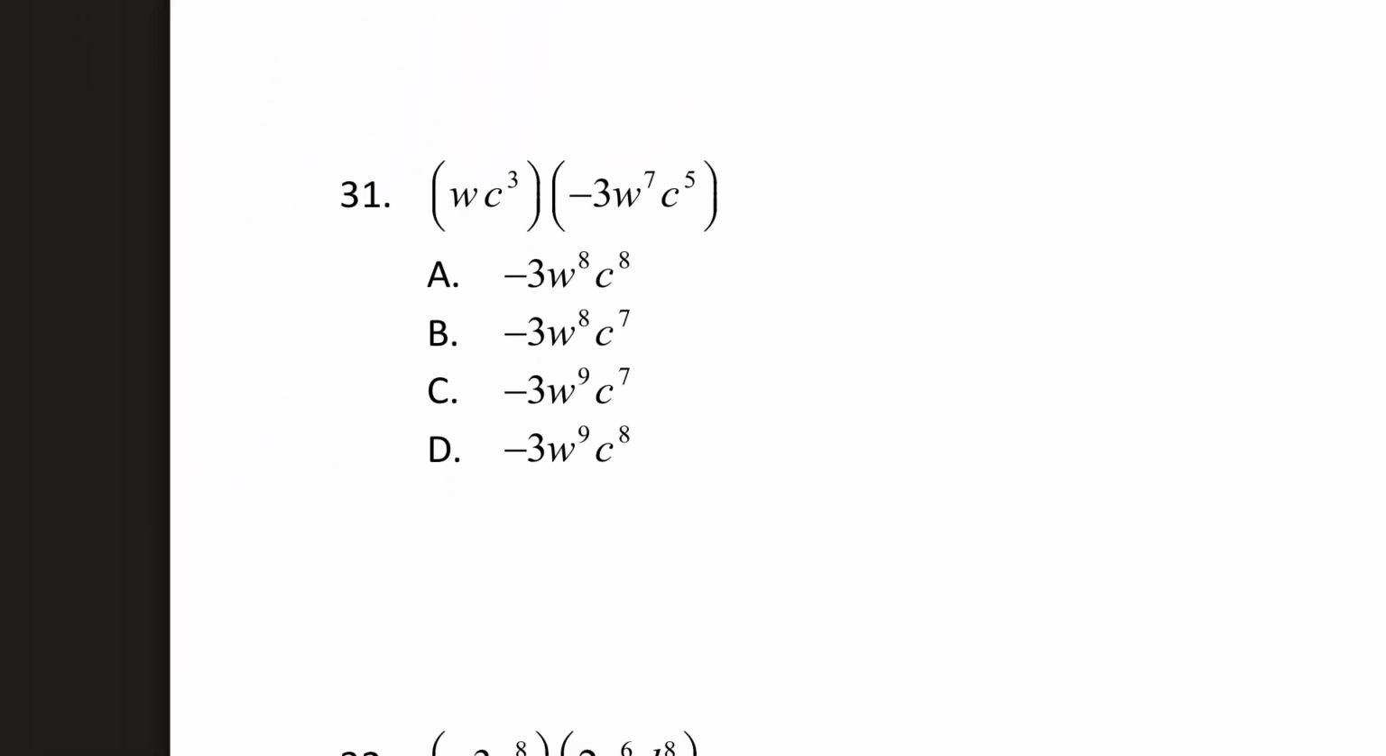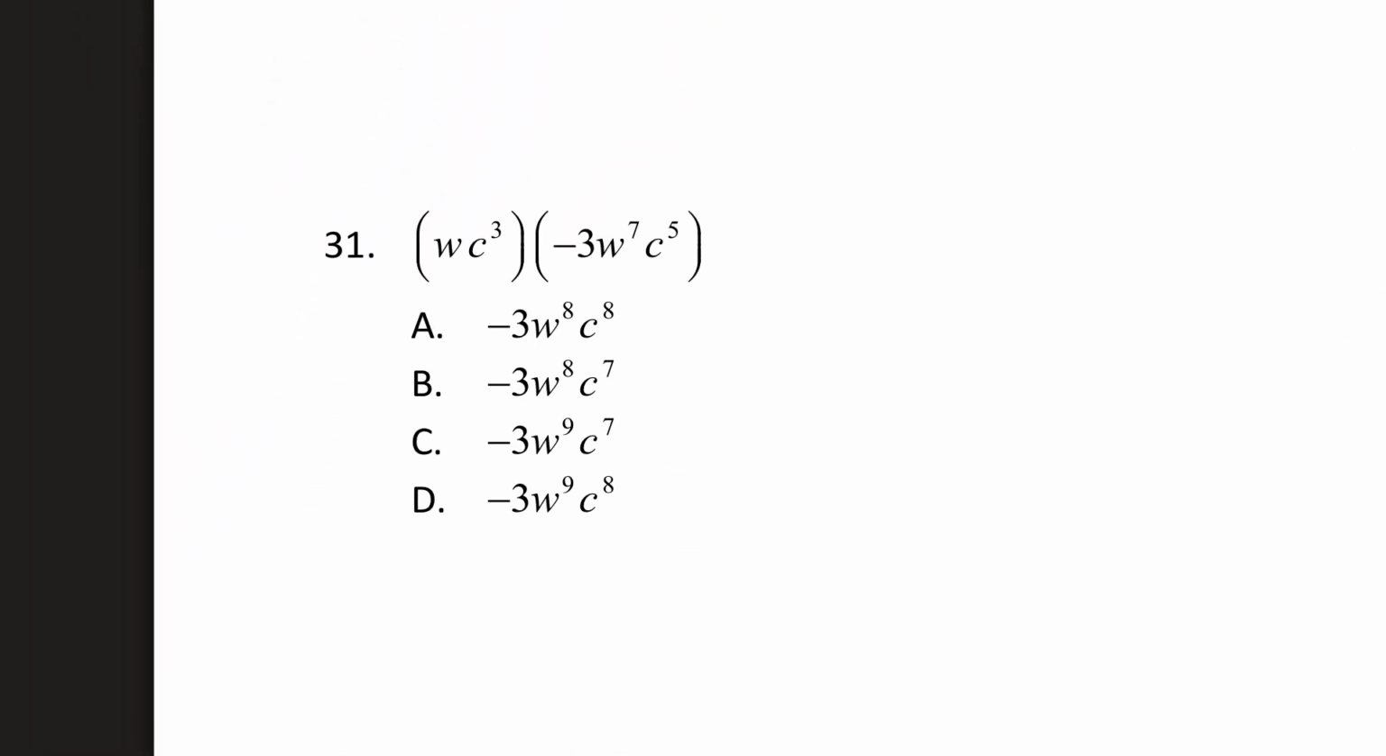What about these? We have one coefficient, negative 3. It will be multiplied by nothing else, because there are no other coefficients other than 1. We have w and w to the 7th. That's 8 w's total being multiplied, so I'll write that as w to the 8th. Then we have c to the 3rd power and c to the 5th power. So there's 3 c's times another 5 c's, which is c to the 8th. Our answer for this will be A.